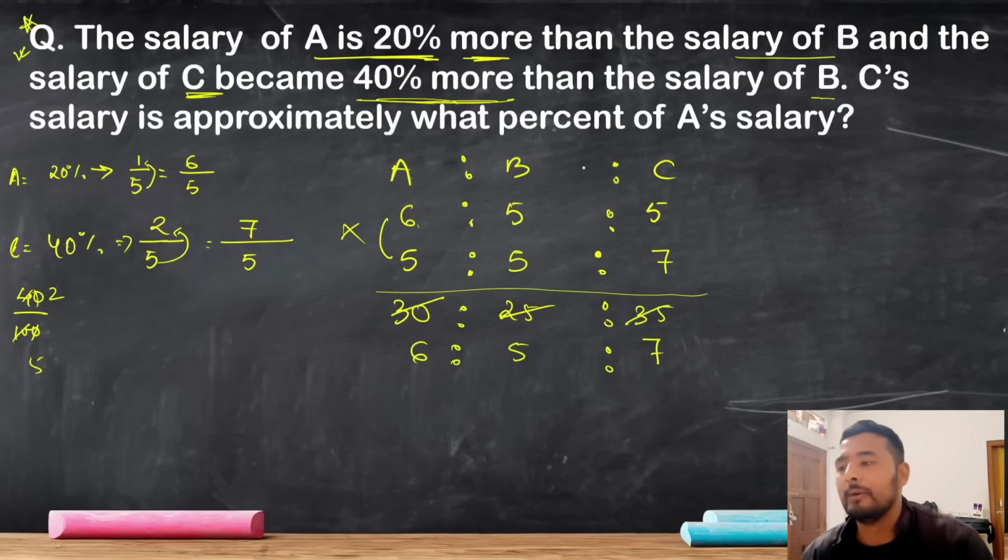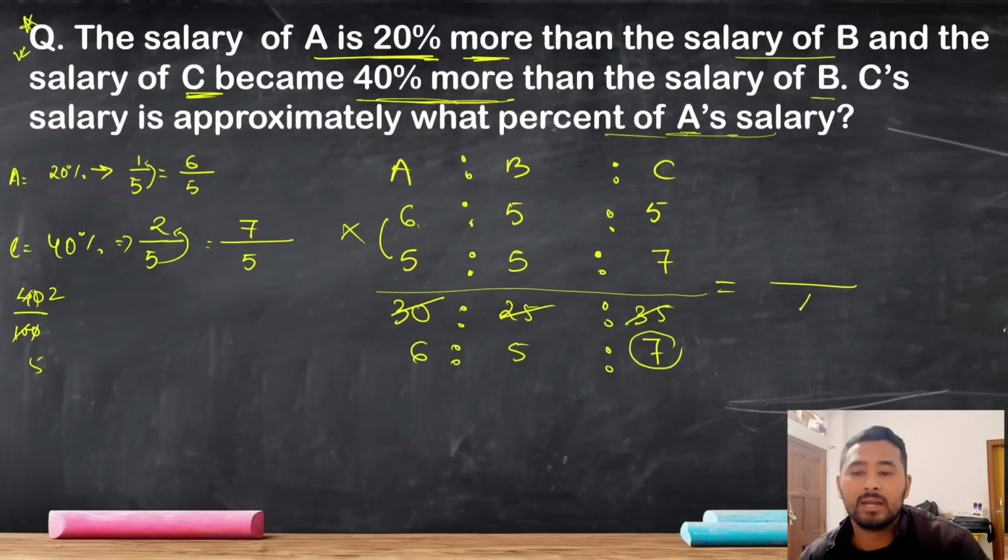Now the question says C's salary is approximately what percent of A? Remember, A is what percent of B, B is what percent of A. Now here, C's salary is approximately what percent of A. Which one will come down? We're comparing C with A, so A will come down and C will come up, into 100 because we need a percentage.